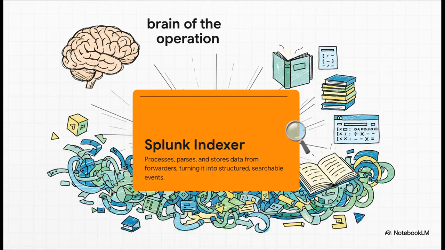The next stop for our data is the indexer. Now, if the forwarder is the mail carrier, the indexer is the master librarian. And believe me, this is where the real magic happens. It takes all that raw, messy data, processes it, and breaks it down into searchable fields. It's kind of like creating a super detailed index for a book. This step is what turns a chaotic stream of text into structured, searchable events.